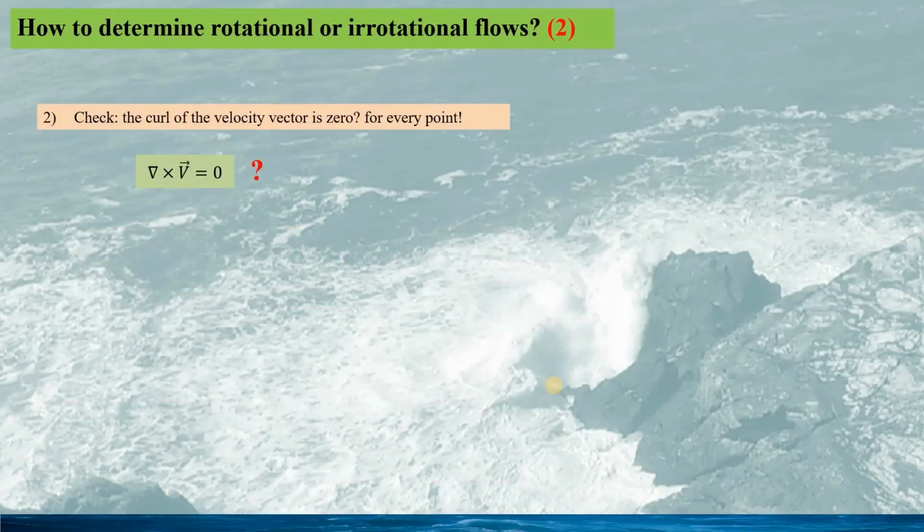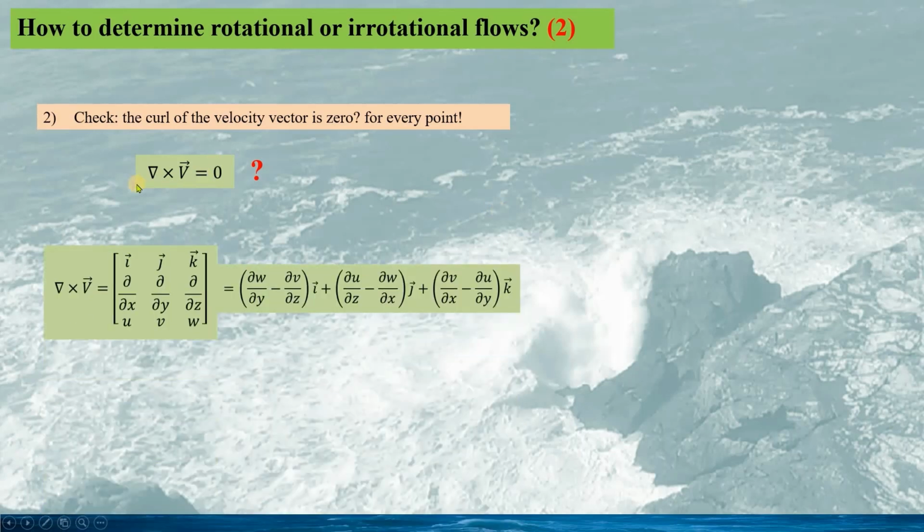The second method is checking whether the curl of the velocity vector is 0, given by this. If this equation is correct for every point in the fluid, the fluid can be regarded as an irrotational flow. Otherwise, the flow is rotational. So when we calculate the curl of the velocity vector, we have the expression as this, given by this determinant, and the detailed expression for the curl of the velocity vector, given by these 3 terms.